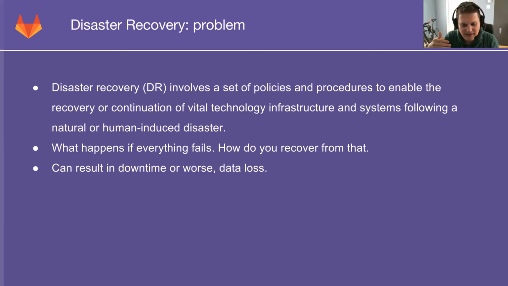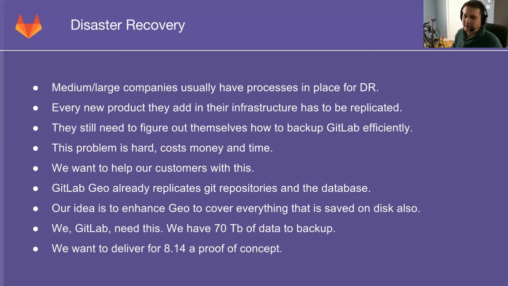So if companies do not have disaster recovery in place and something happens to the primary server, you're basically screwed. The less worst case scenario is that you will have a lot of downtime, and the worst case is that you lose data. So that's terrible. Medium and large companies usually have processes already in place for disaster recovery. However, every new product that they add has to be replicated somehow, right? So when they install GitLab into their existing portfolio of external products, they have to figure out themselves how to actually back up GitLab.